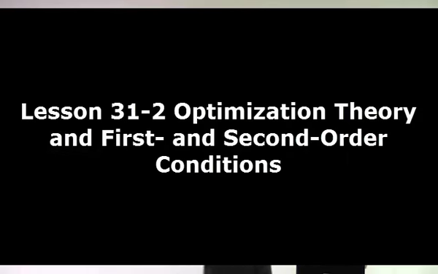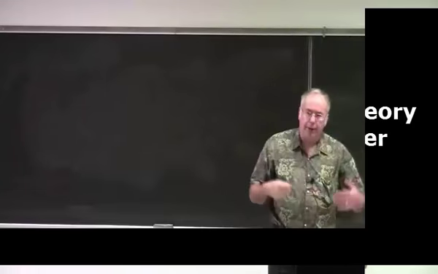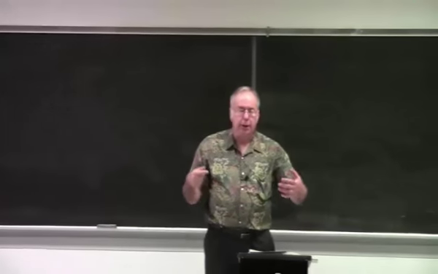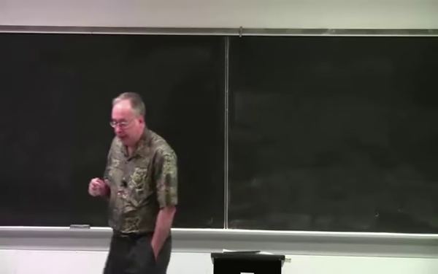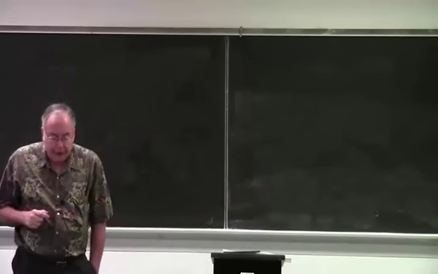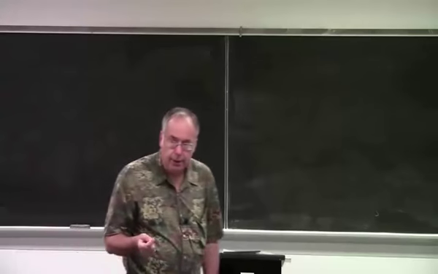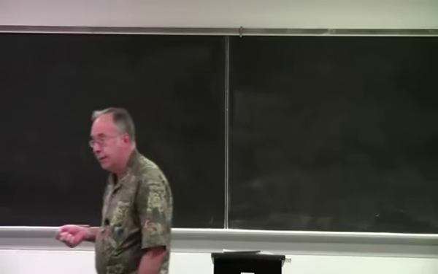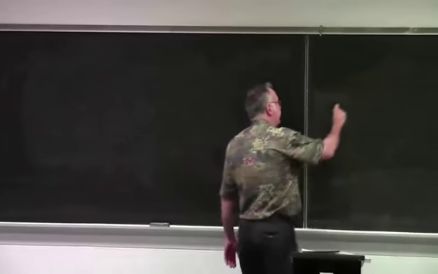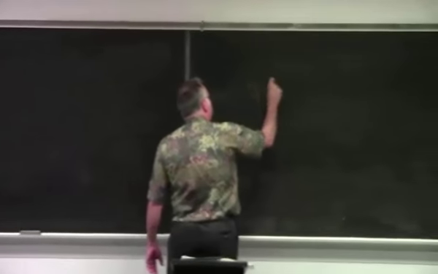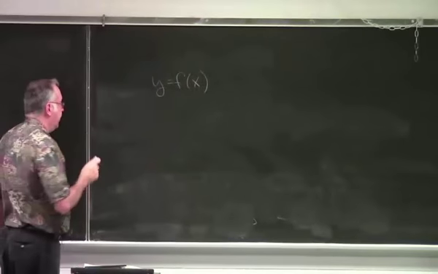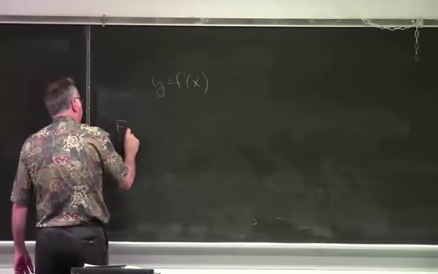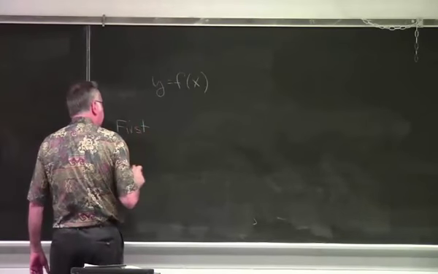In optimization theory, it's common to talk about first-order conditions and second-order conditions. The first-order condition for a maximum is simply that the first derivative be 0. Okay. If you have a function y equals f of x, a function of a single variable, then the first-order condition is said to be a necessary condition.